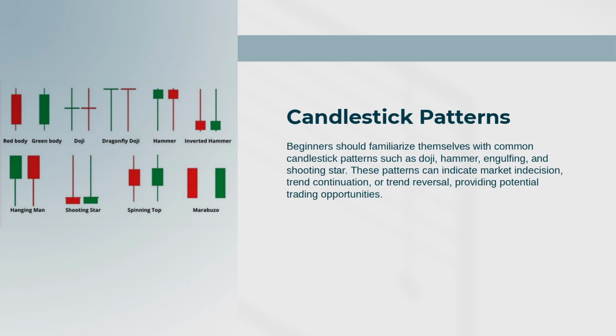Beginners should familiarize themselves with common candlestick patterns such as doji, hammer, engulfing, and shooting star. These patterns can indicate market indecision, trend continuation, or trend reversal, providing potential trading opportunities.